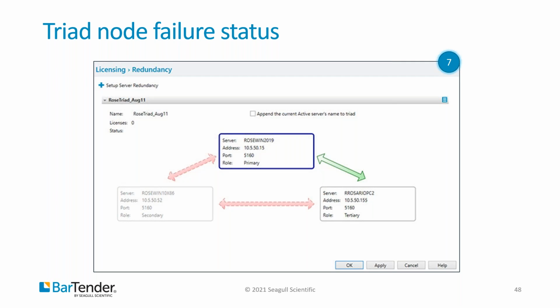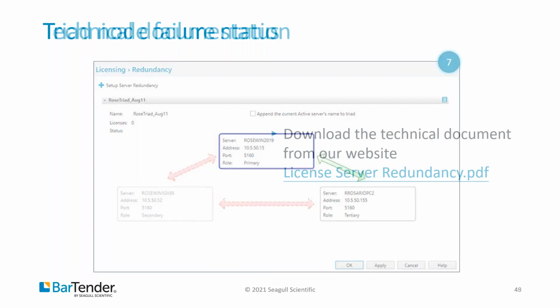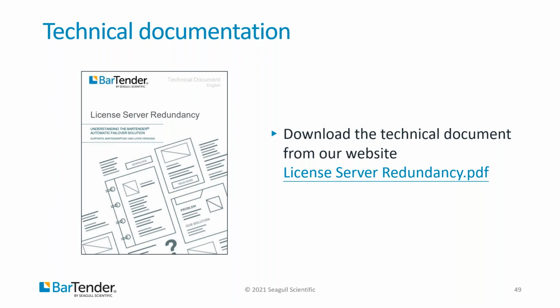And in this slide, we can see a failure state, so what that would look like. As we can see here, the secondary node is lost, but licensing is still in place through the primary and tertiary nodes of the triad. Of course, this is a complex topic, so we have a white paper, a technical document on license server redundancy that you can get from our website.